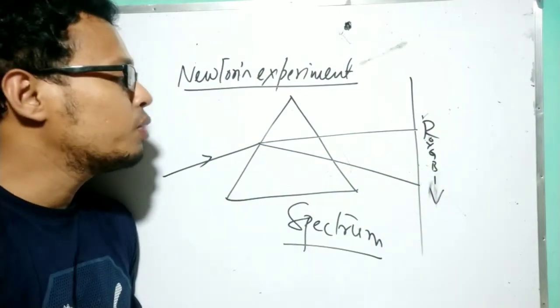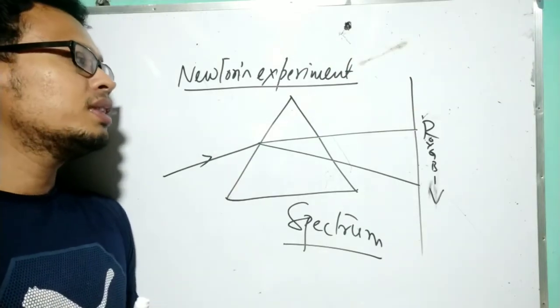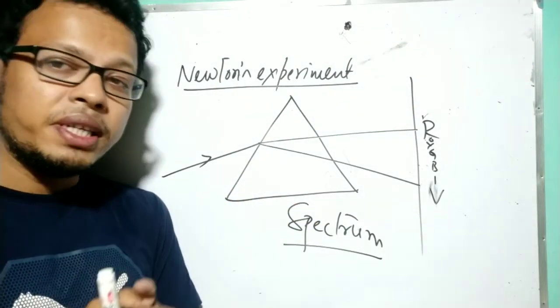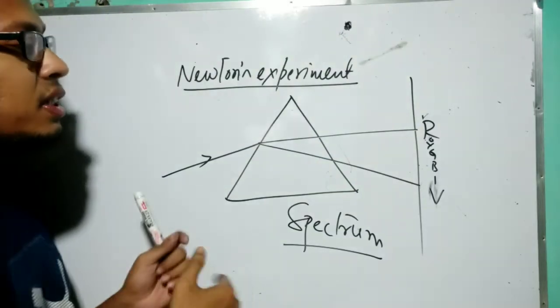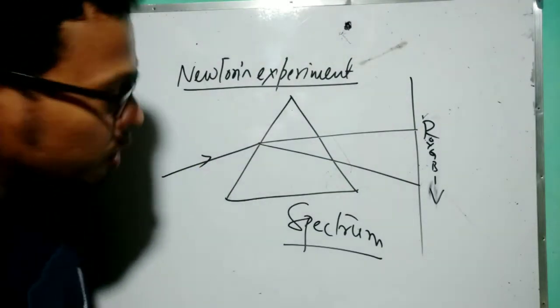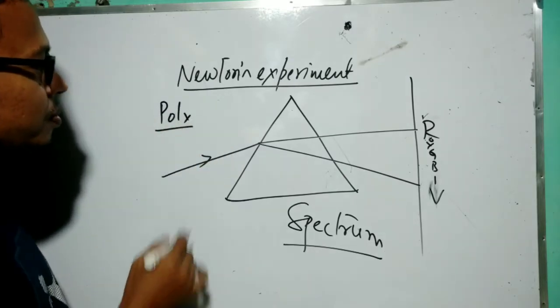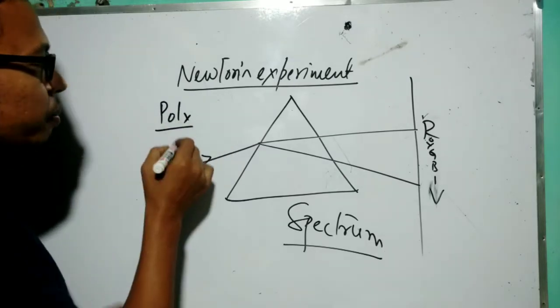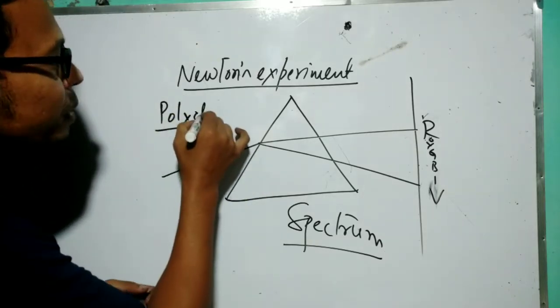What was the conclusion of that experiment? The conclusion is that white light is a mixture of 7 colors. Means the white light we can say is polychromatic light. What is the meaning of polychromatic? Poly means more, which has more wavelengths, a mixture of colors.